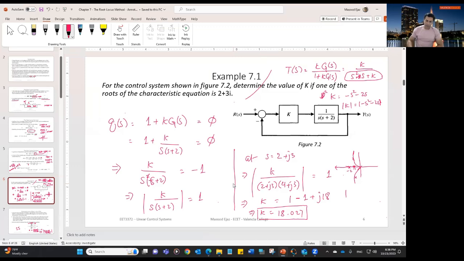And that's why it is important to figure out, for any value of the controller gain, what the different roots are going to be. Or if you know the roots, then what will be the corresponding value of the gain of the controller. So that is your root locus.